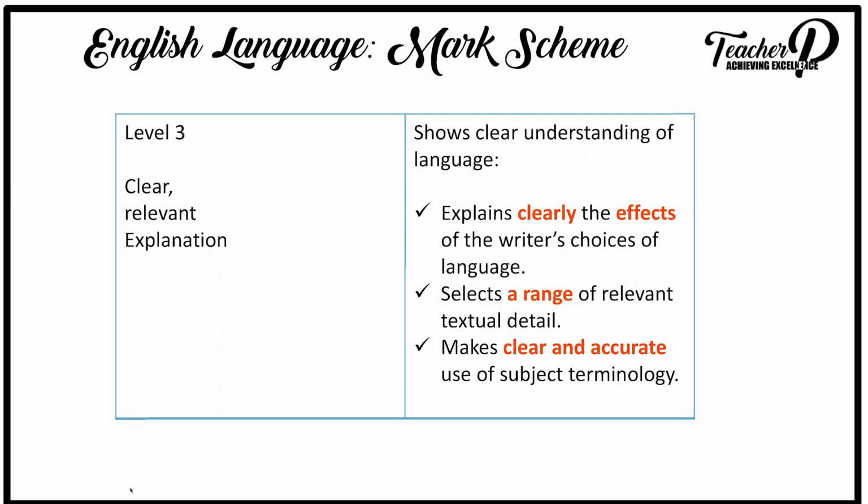On a practical level, there will be evidence of clear inferencing, so a clear comment on why the writer has used a particular language feature, as well as a clear comment on the effect on the reader. Additionally, you will select a range of relevant textual detail, so quotations. So the key word is a range, so more than one, so 2 to 3, as well as making a clear and accurate use of subject terminology, so making sure you are not labelling something as a simile when potentially it could be a metaphor, etc.